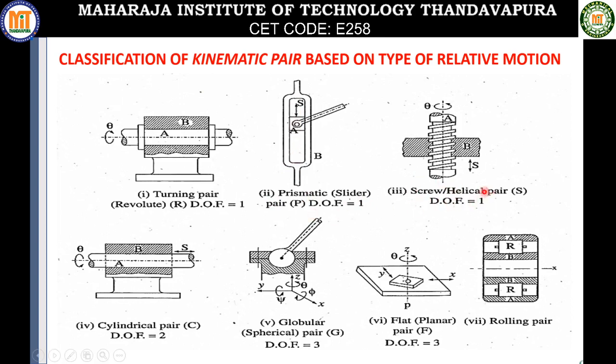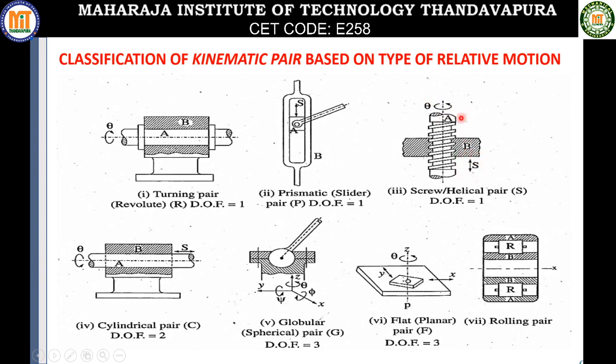In the third type, that is the screw or helical pair, we have a link A which is a screw. So when I give rotation to the screw, automatically based on the direction of rotation of the screw, it moves upward or downward, is it not? So there is a combination of rotational motion as well as the sliding or translatory motion.